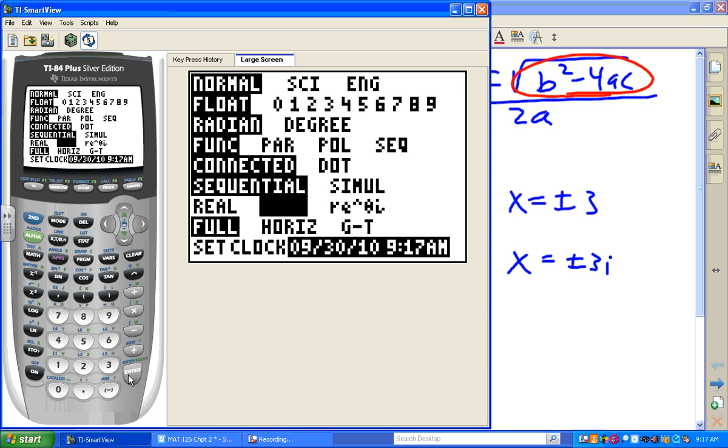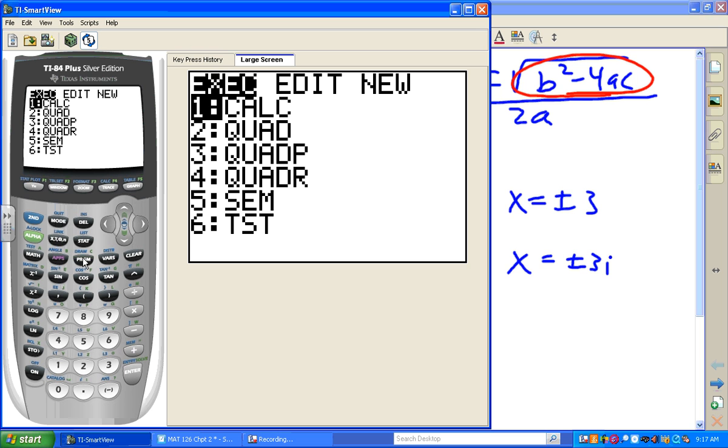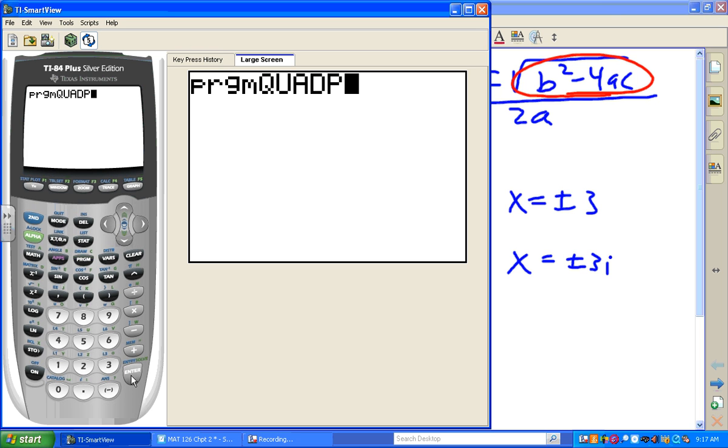So you'll get an error message. Okay? Program, execute the quadratic program. Press enter. And it says, are you sure you want to run this? You press enter again.